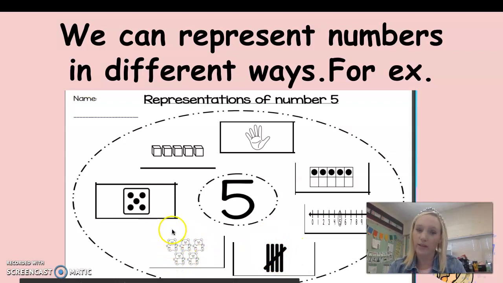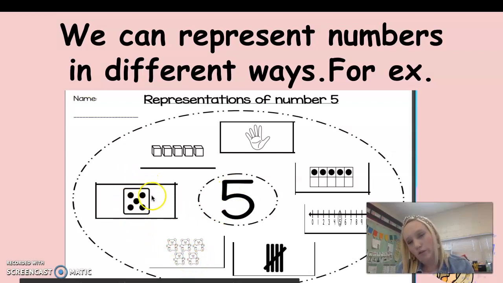We can also represent a number by using counters or using bears. So how many bears do I have right here? Can you count them? 1, 2, 3, 4, 5. We're representing 5 by having 5 bears.